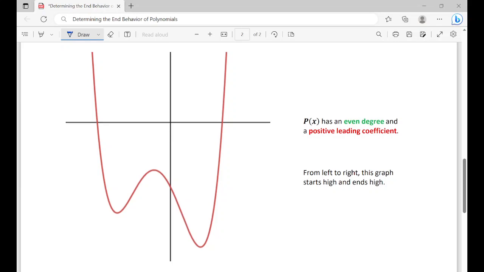Now, if p of x has an even degree, its highest exponent is even, and its leading coefficient is positive, it's going to start high, go down, do something, and then end high. So it's going to start up here, go down, do something, and then go back up. It's going to start high and end high if it is an even degree with a positive leading coefficient.